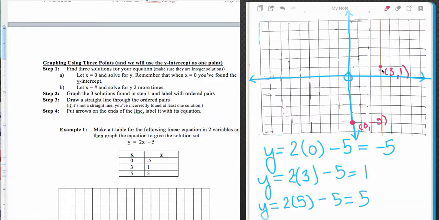And then the last one, x equals 5. So 1, 2, 3, 4, 5, and up 1, 2, 3, 4, 5. And there's my last one. And this one is 5, 5.